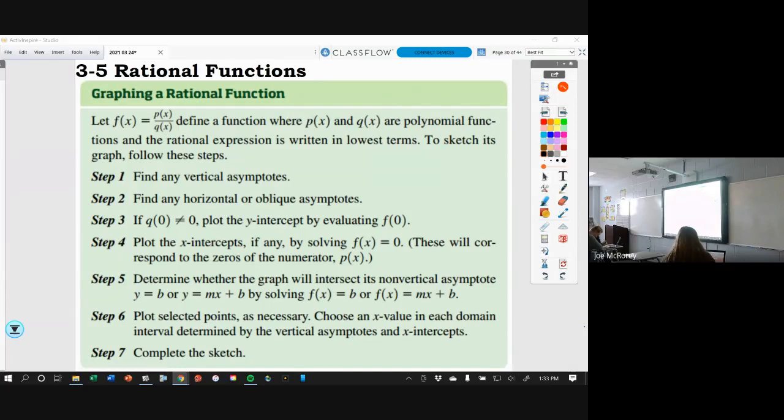Plot the x-intercepts. To plot the x-intercepts, you set the numerator equal to 0 and see what values make the numerator 0. We want to determine if it intersects the non-vertical asymptote by taking the original function and setting it equal to the value of the non-vertical asymptote. Then we're going to plot some random points, and then we'll sketch the graph.